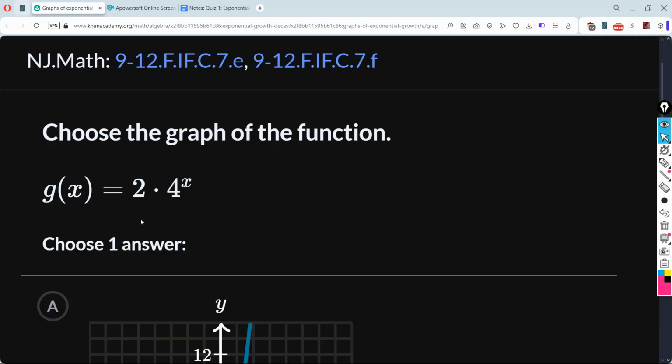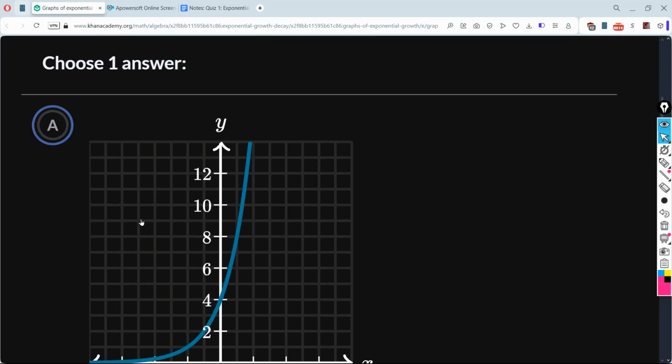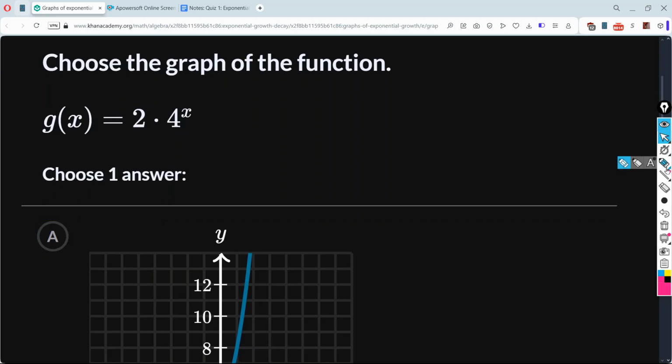Choose the graph of the function. And we have our graphs here. You just want to choose one answer. So let's get the y-intercept first. This is in the form of y equals a times b to the x. We can see that the value for variable a is 2. We said that a equals your y-intercept, so 2 is your y-intercept. And you're multiplying by 4 each time.